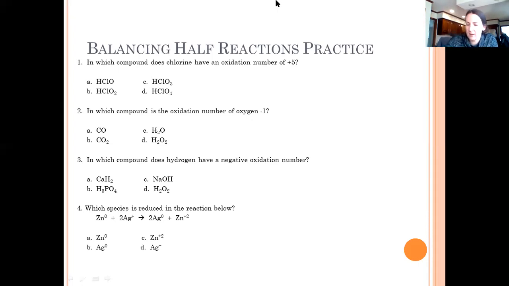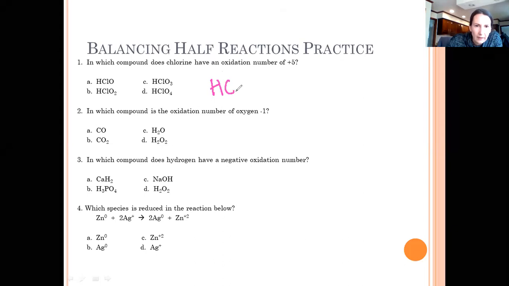Okay, so in number 1, which compound does chlorine have an oxidation number of +5? I'll go over how to get the answer, C. So if I look at letter A, +1, -2. Remember, if you multiply by how many you have, you need to set that equal to 0. Since I just have 1 of each, the missing Cl would be +1. So it can't be that one.